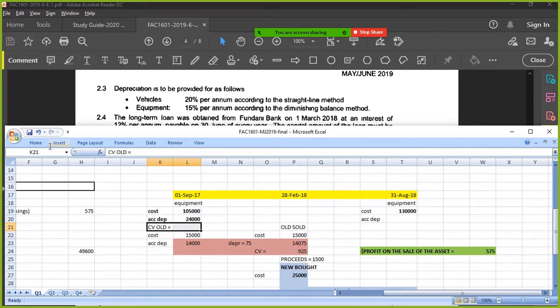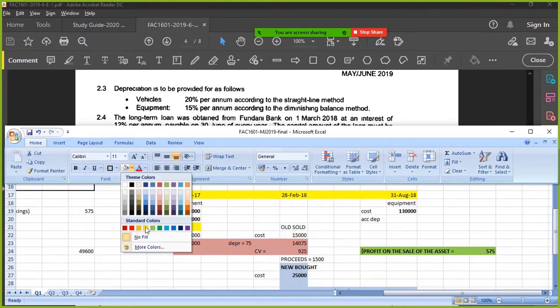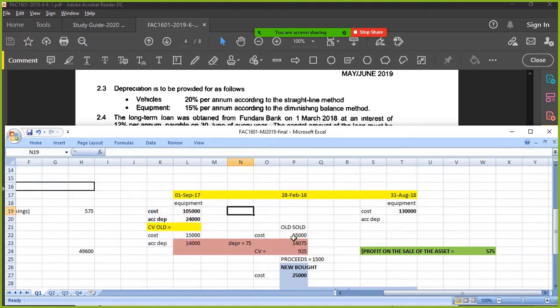Would you not have to minus the equipment that you sold? No, because you would have subtracted it from there.